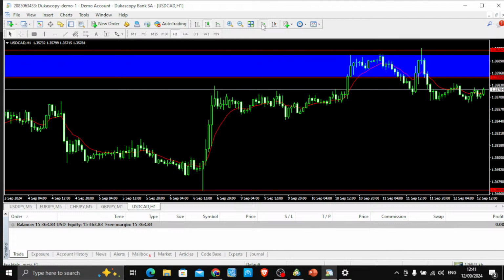If you go to 1 hour, under 1 hour, this is a complete bullish movement. Look at it. I took out this swing high here. Then when we took it out, we have a swing low here. It moved. We have another swing low here.